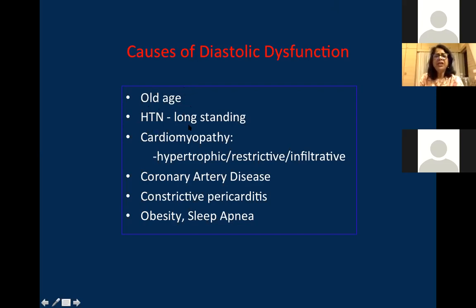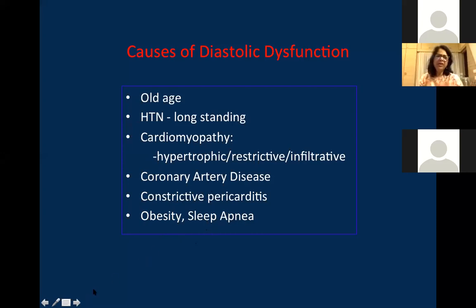A long-standing hypertension is another cause. Cardiomyopathy of different types like hypertrophic, restrictive, infiltrative, because the myocardium cannot relax in these disease processes. Also the coronary artery disease, where the myocardium becomes scarred or ischemic that cannot relax. Extrinsic causes like constrictive pericarditis may give rise to diastolic dysfunction. So also obesity and sleep apnea.